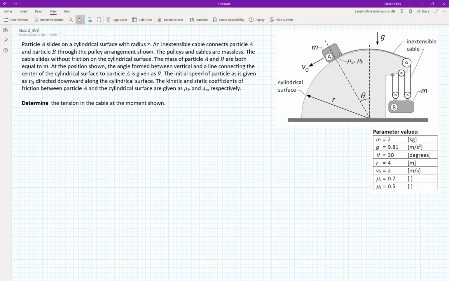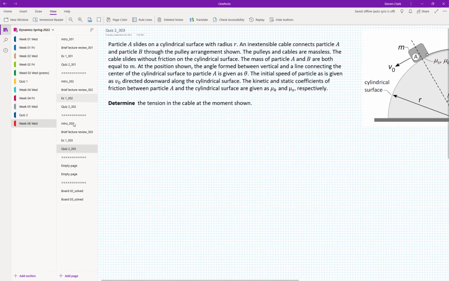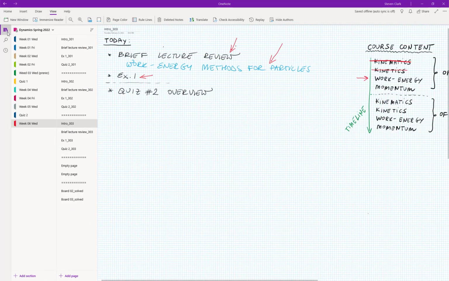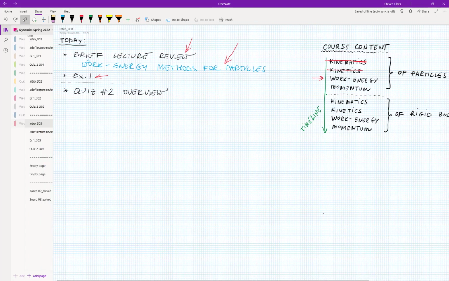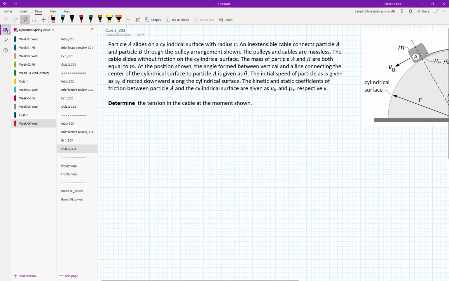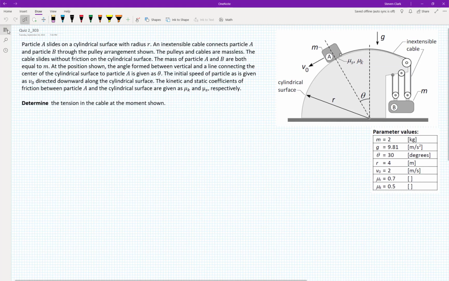Before we start solving it, I just want to go back to the intro board, because this quiz belongs to this chapter, right? This quiz is in kinetics, not work energy. So that quiz covers kinetics, and here is the solution to quiz number 2. We still have like 15 minutes, so I think I am able to solve it in 15 minutes.